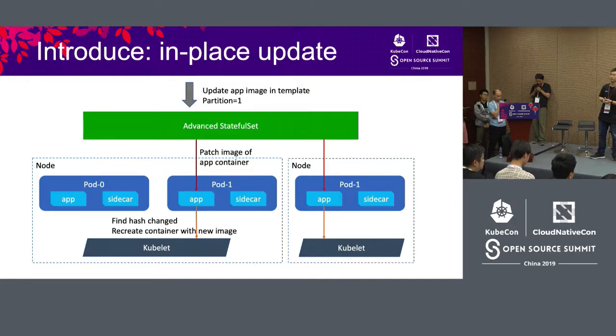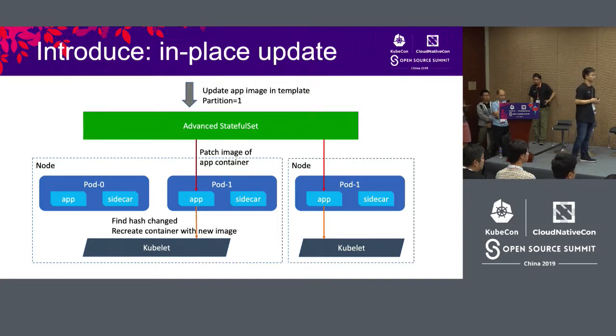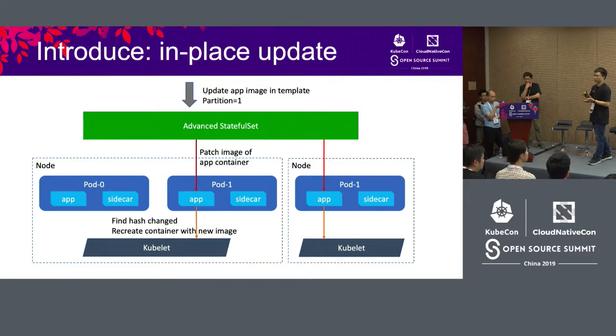Then it will use the new mirror image to recreate the container. In the process, the sidecar containers in the pod are in operation. That means they are unaffected. On the other hand, if we need to upgrade the sidecar container, it will not affect the application container. And this is what the default model cannot support.